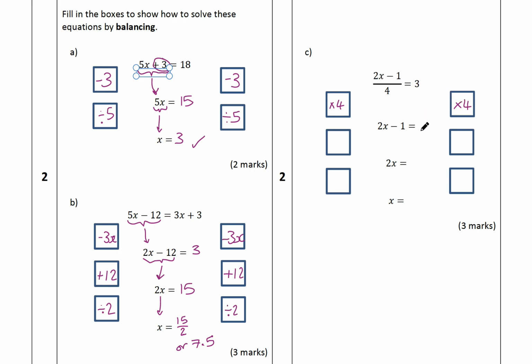If we times by 4 over here, 3 times 4 is 12. Next thing that's gone missing is the minus 1. So to get rid of a minus 1, we would add 1. If we add 1 to 12, we've got 13. And finally, to get rid of the 2, we would divide by 2. Dividing this by 2 gives us 13 over 2 because it won't divide nicely, or 6.5.